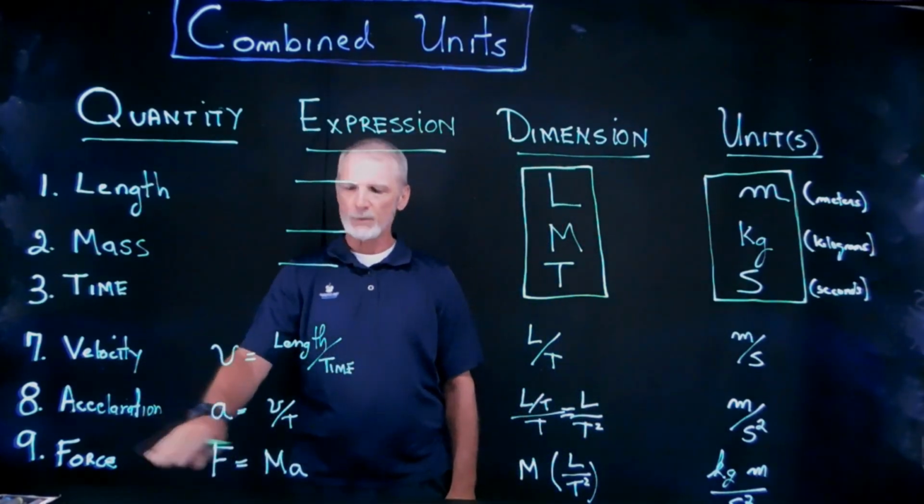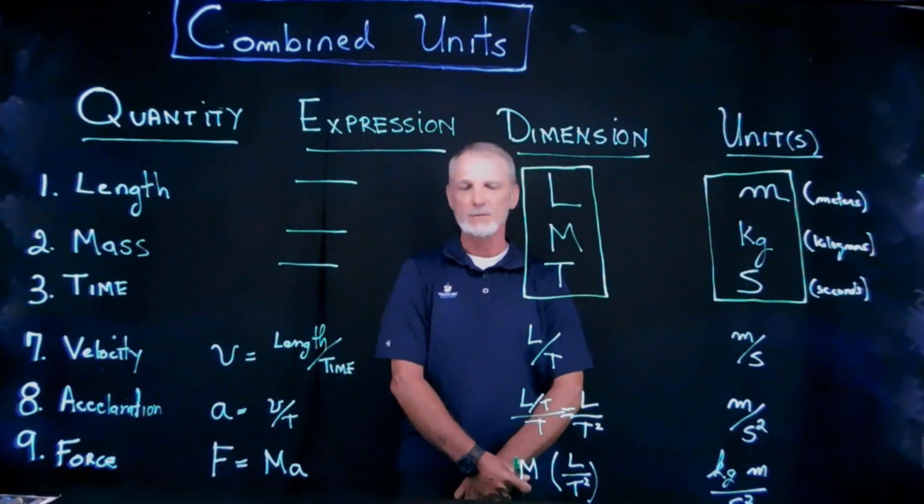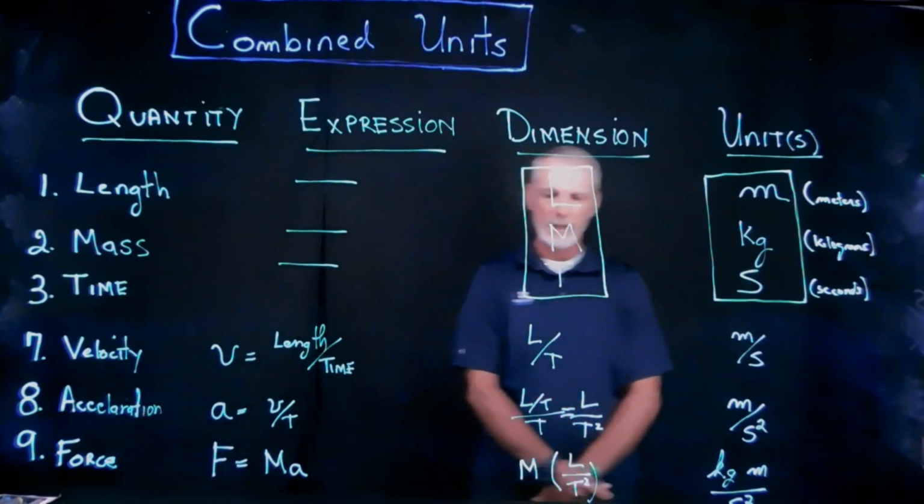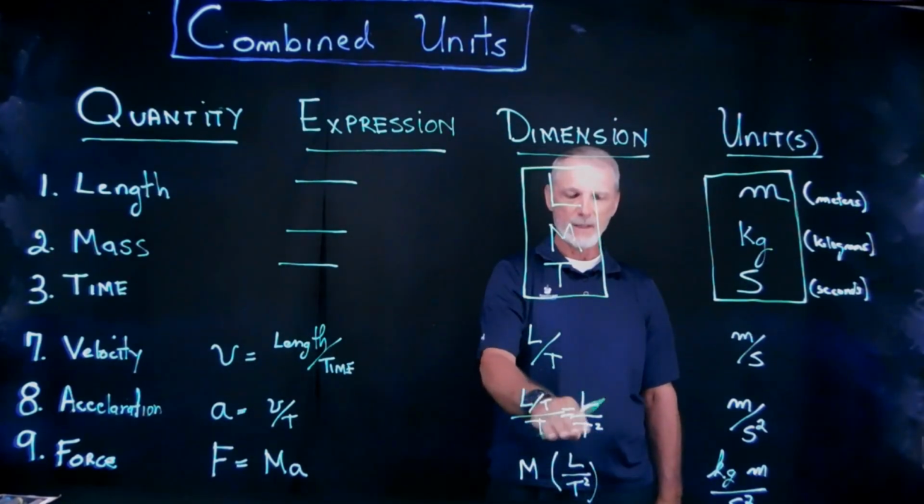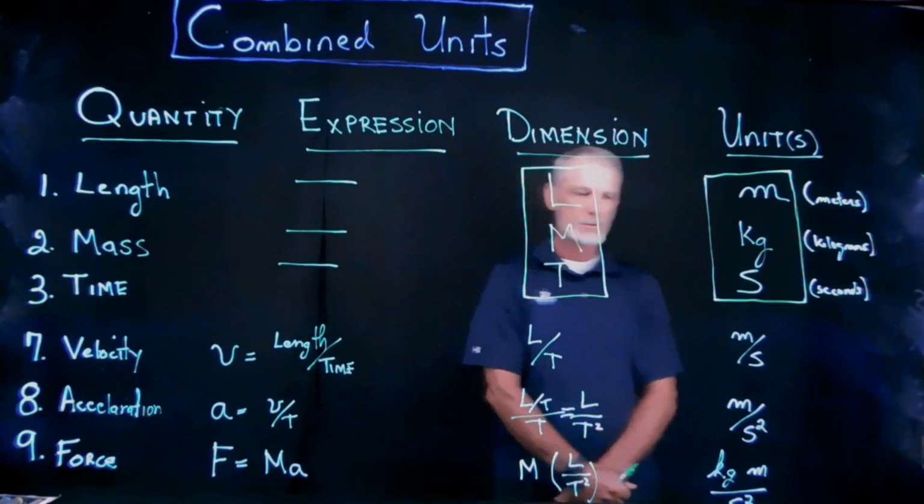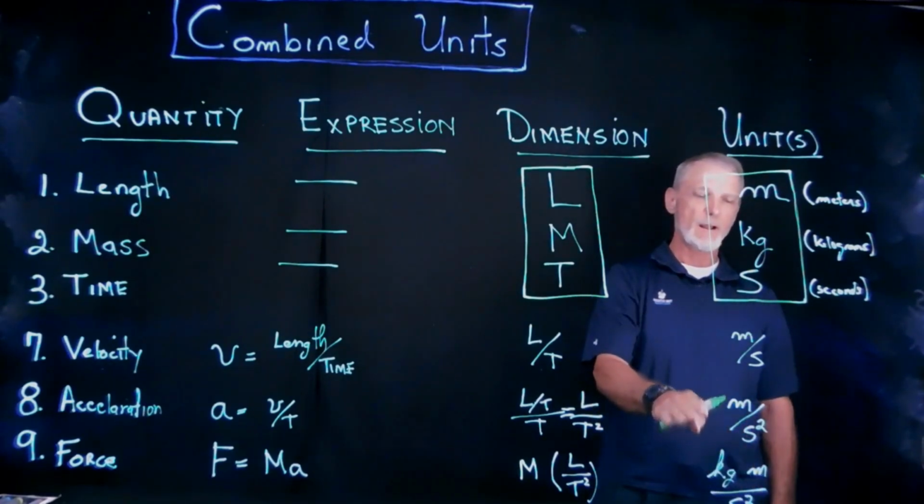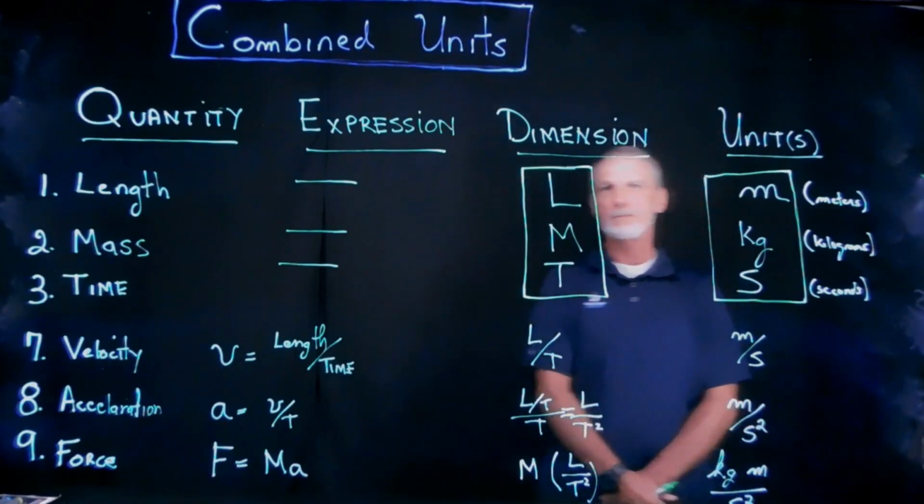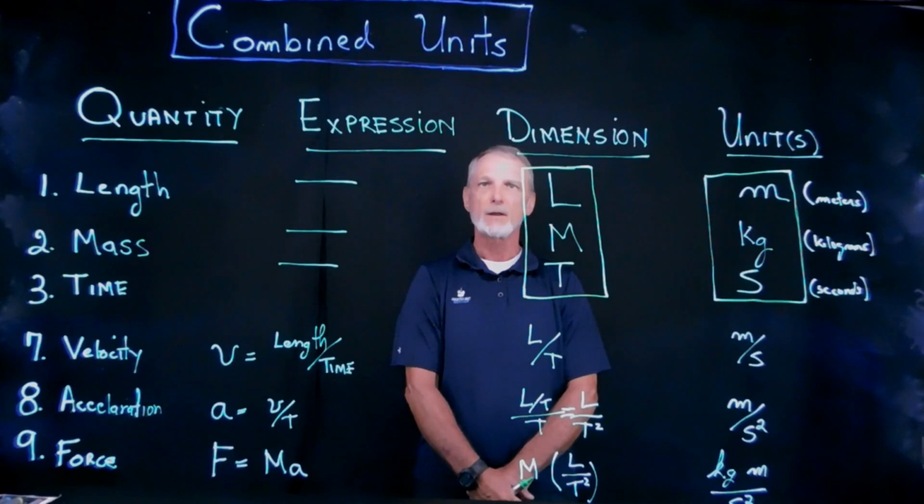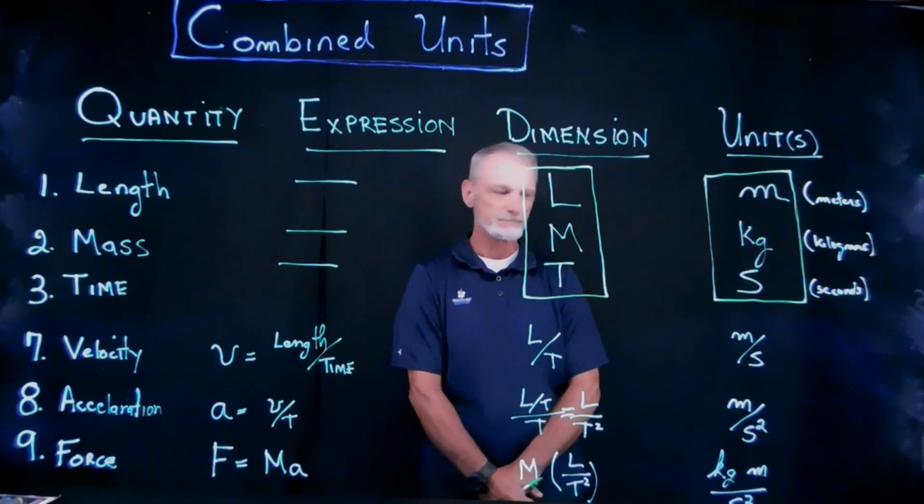The next one is force. Force is equal to the mass times the acceleration. And so that's equal to the mass times the length over the time squared, which gives us units of kilogram meters per second squared. Next, we're going to take a look at an example of two other quantities that can be found from combined units.